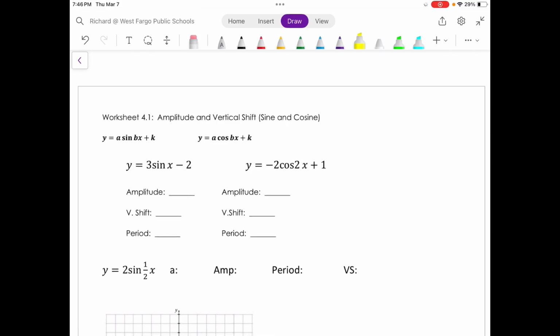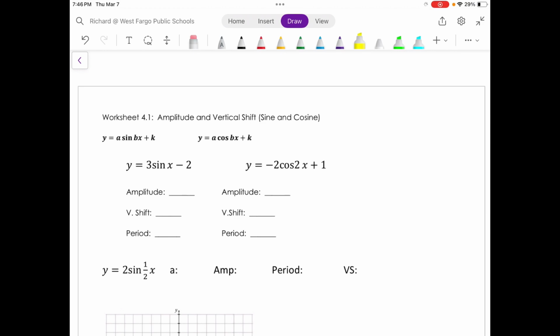We are going to be graphing waves today. We have two new equations, y equals a sine bx plus k and y equals a cosine bx plus k. So the first part of the equation down below is 3 sine x subtract 2.